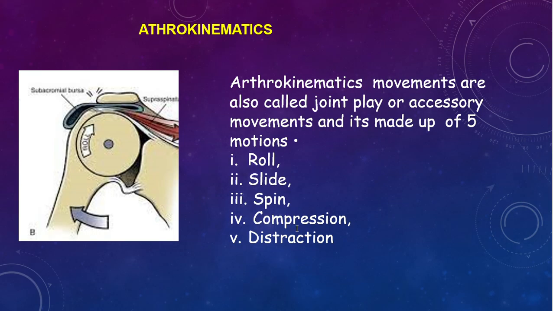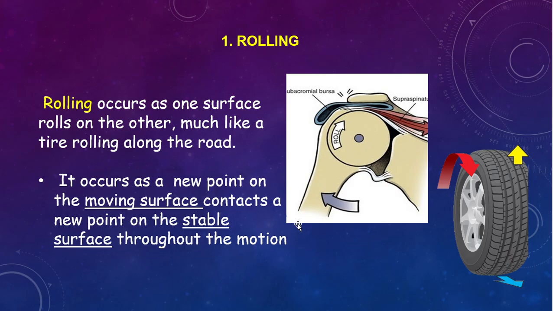Rolling, sliding, spinning, compression, and distraction. These are the 5 of them. So we're going to look at each of them one after the other and discuss them. Let's look at rolling, for example.